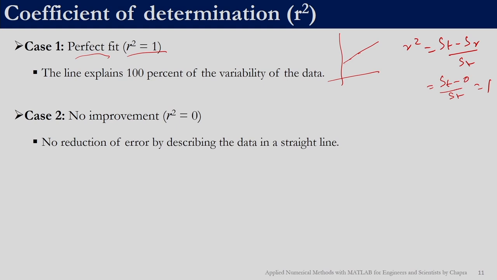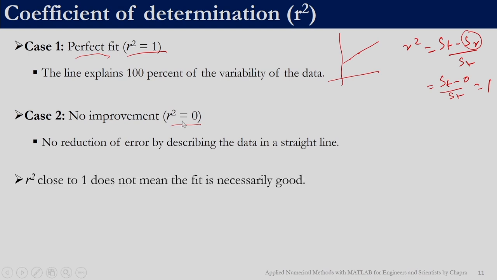And if SR happens to be equal to ST, in that case R square will be equal to 0. That means that the entire effort to fit a straight line was useless. We could have just taken the mean of the dependent variable.